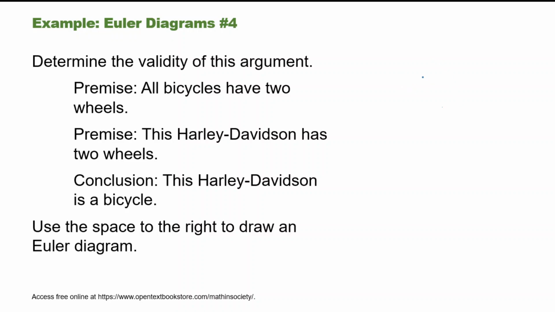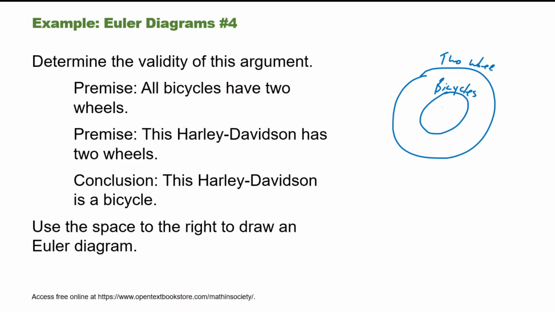Now the way the first premise is stated, all bicycles have 2 wheels, actually places bicycles inside of a circle labeled 2 wheels. So we have a larger circle with 2 wheels, and bicycles placed inside that. The Harley-Davidson has 2 wheels, so once again, it can either be placed inside 2 wheels but outside bicycles, or it can be inside bicycles. Since we cannot with certainty determine which location this is, we cannot conclude that this Harley-Davidson is a bicycle. This is not valid.